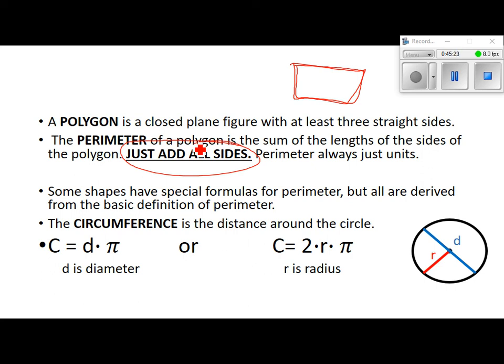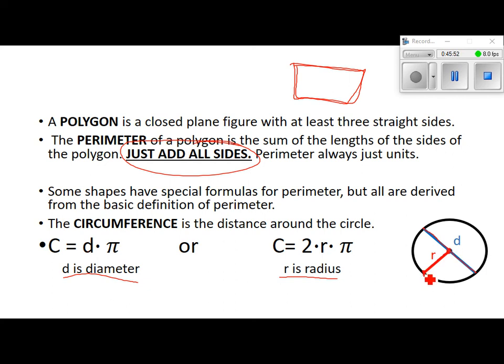Now, the one thing that you do need a formula for is a circle. What's D stand for here? Diameter. What's the diameter in a circle? The distance from one end to the other. It goes from one side through the center to the other side. That's a diameter. R is the radius. What's a radius? Middle to the edge, center to the edge.